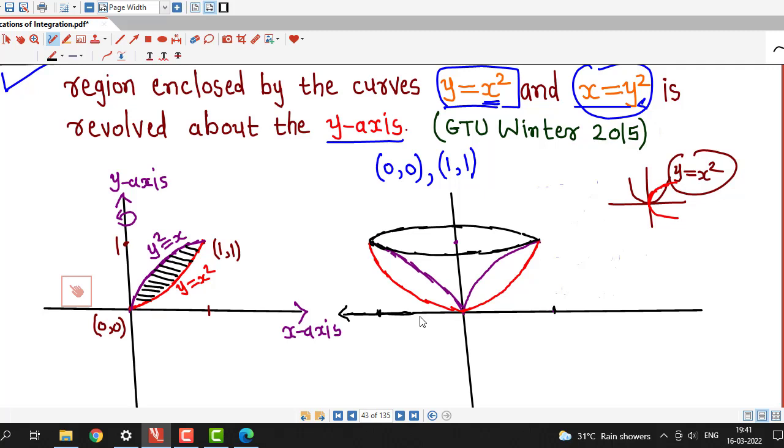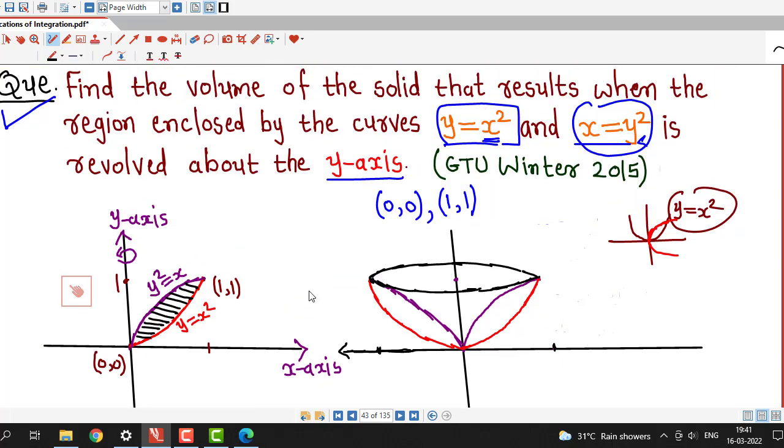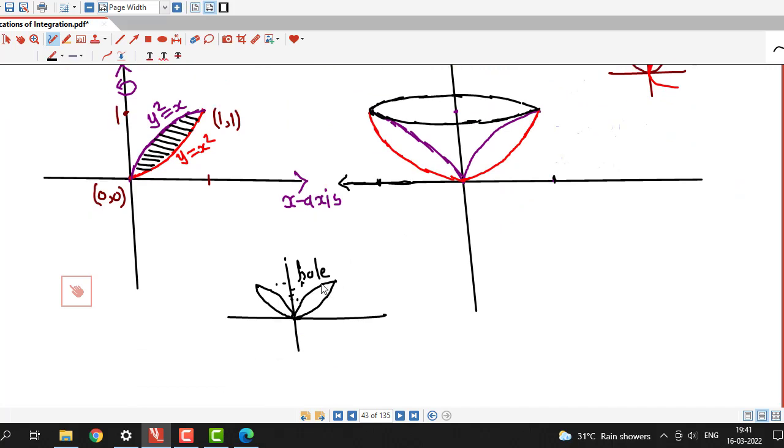This solid has a hole inside it. You can consider this part only to understand. Our solid will be this portion and this portion only. Between these two, we have a hole or cavity. So there is a cavity in the middle, and we are interested in the volume of the solid, and our solid consists of this portion. There is no solid in between these two.